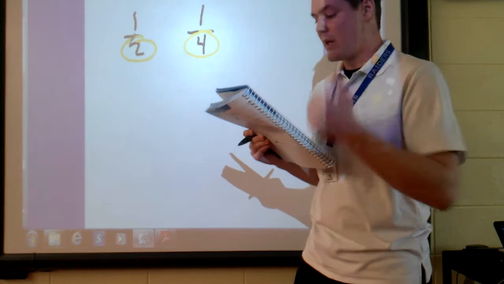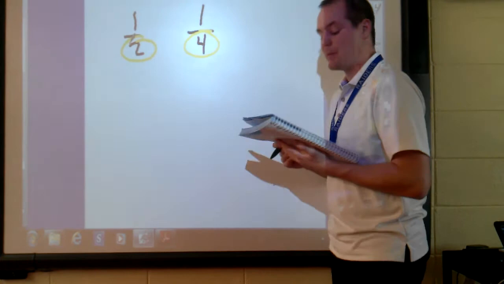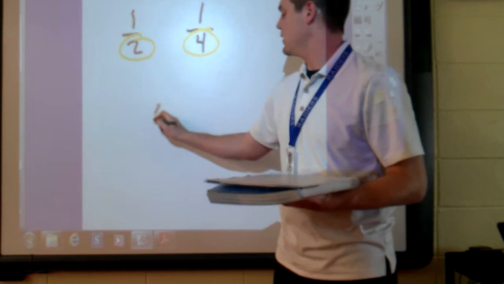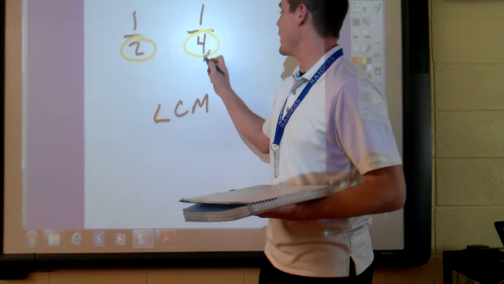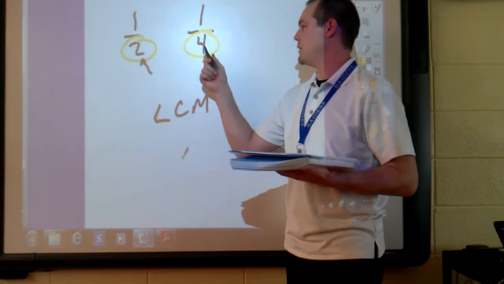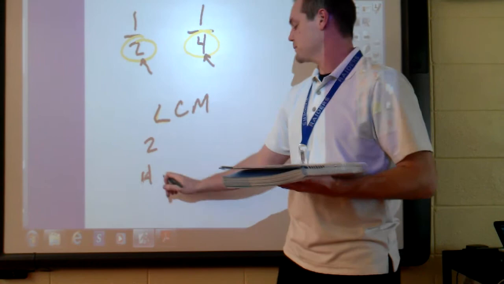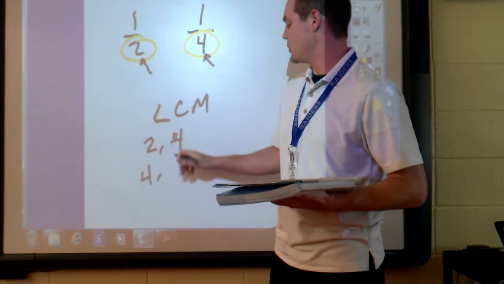The least common multiple of the denominators is the least common denominator of the fractions. Okay? So in a previous lesson, we learned how to find the LCM, or the least common multiple of two numbers. We're going to do that with denominators so that we can figure out how we can make these fractions have common denominators. Okay, so we have the numbers 2 and 4. We have to find the least common multiple of those two numbers. The next multiple, 2 times 2 is 4. We've already found it. Okay, the least common multiple of 2 and 4 is 4.